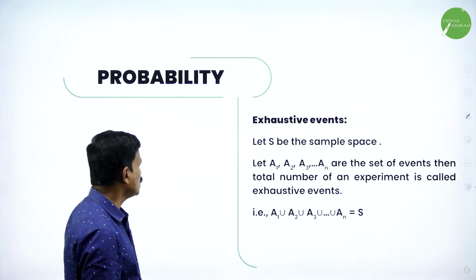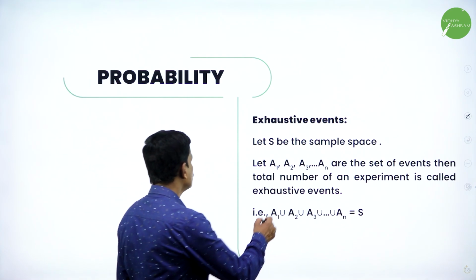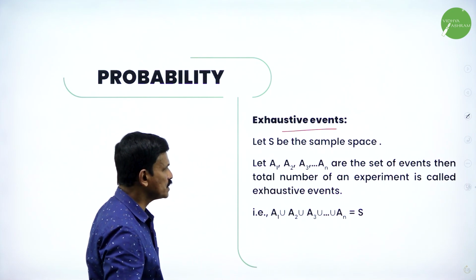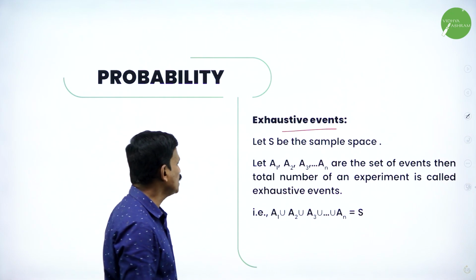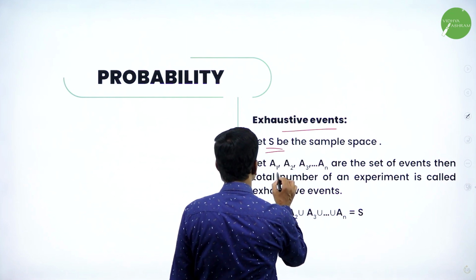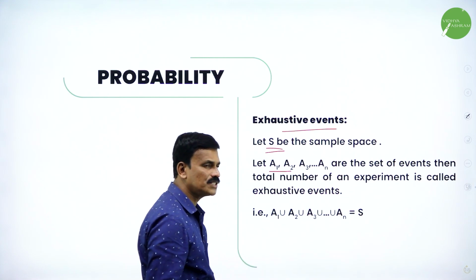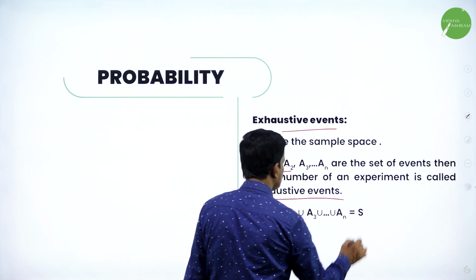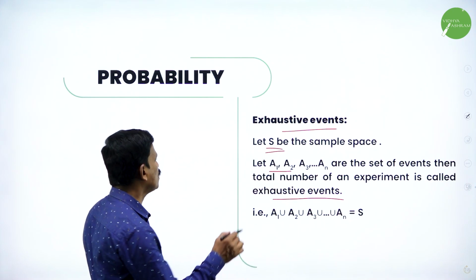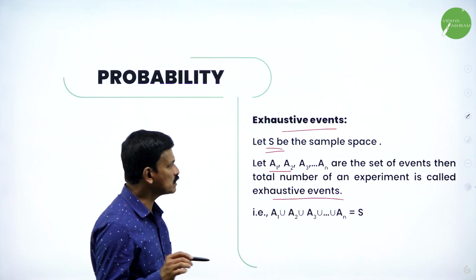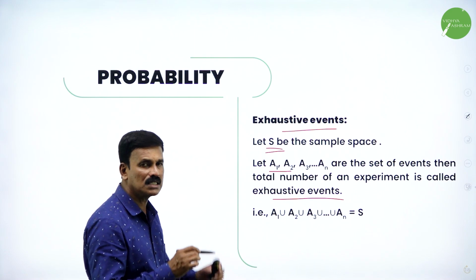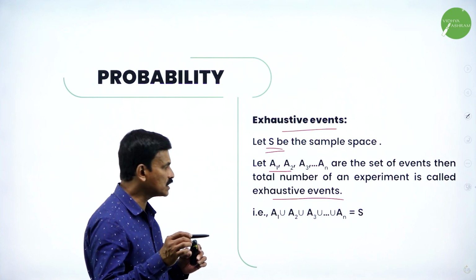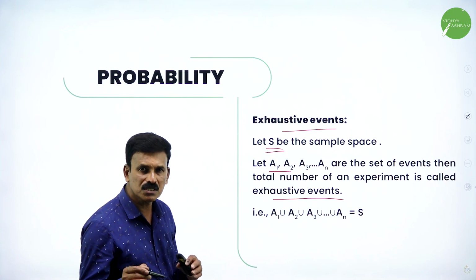Next, exhaustive events. Let S be the sample space, and let A1, A2, A3, up to AN be the events associated with the sample space. The total number of experiments is called the exhaustive event. That is, the union A1 union A2 union A3 up to AN is equal to the sample space S.